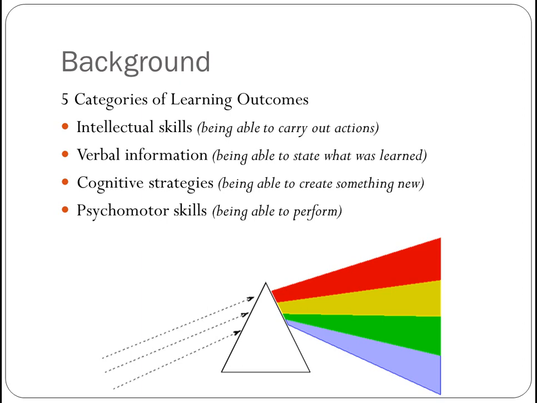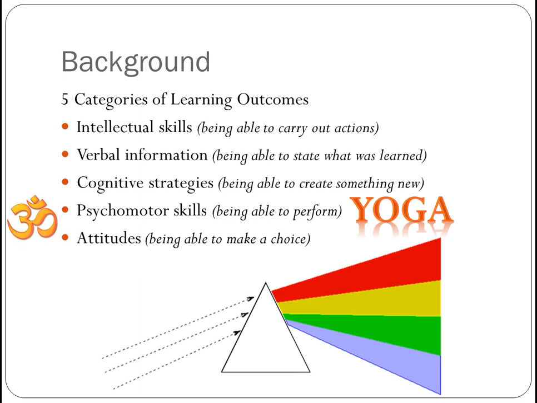Psychomotor skills is being able to perform, such as the coordination of mental and physical activity. These are precise, smooth, and accurately timed execution of movements that involve the use of muscles. Attitudes is being able to make a choice. These are internal states that influence choices of personal actions. Yoga class is all about psychomotor skills. Psychomotor skills also have a high degree of internal organization.